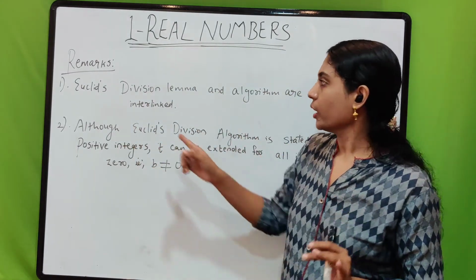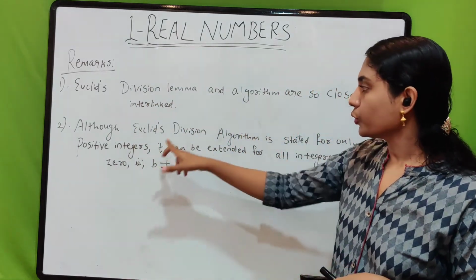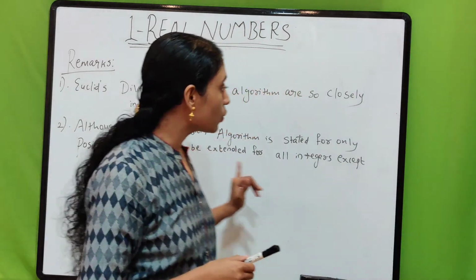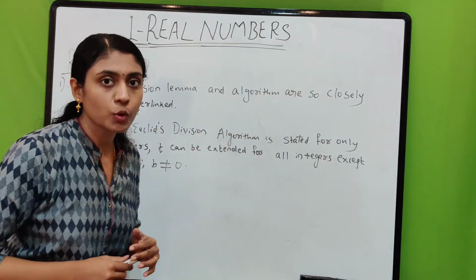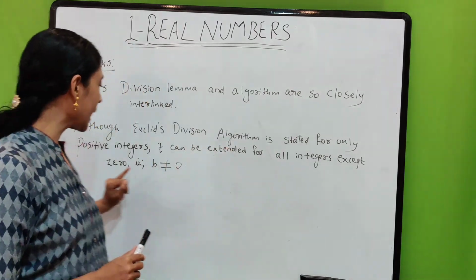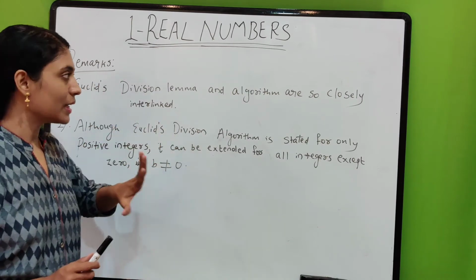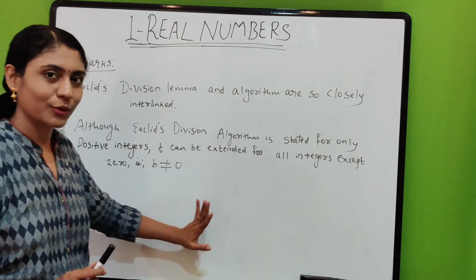exam point of view. Euclid's division lemma and algorithm are closely interlinked, that we know. Although I told you that this Euclid's division algorithm is stated for only positive integers, in some cases they can be extended for all integers except 0. That is, b cannot be equal to 0. This is just for your knowledge. Please don't write. This is not from the exam point of view.